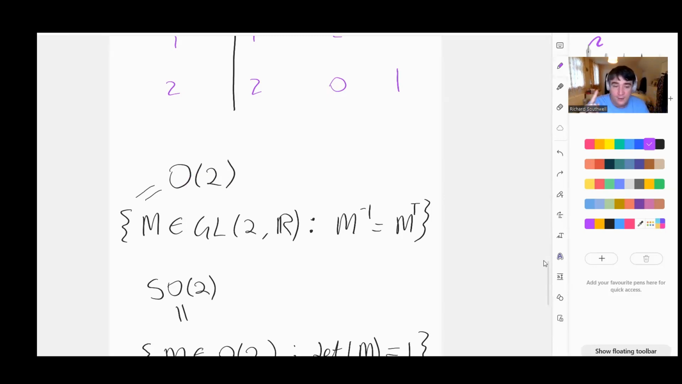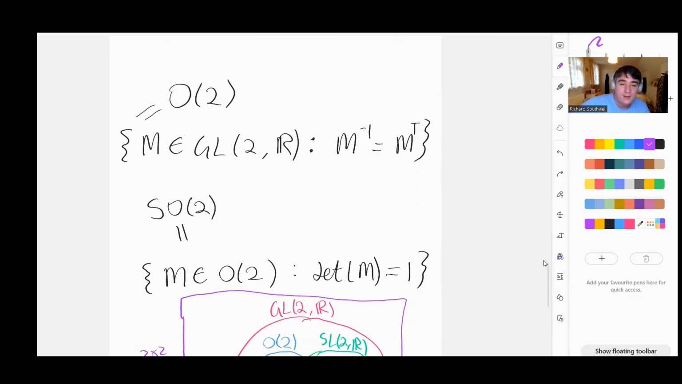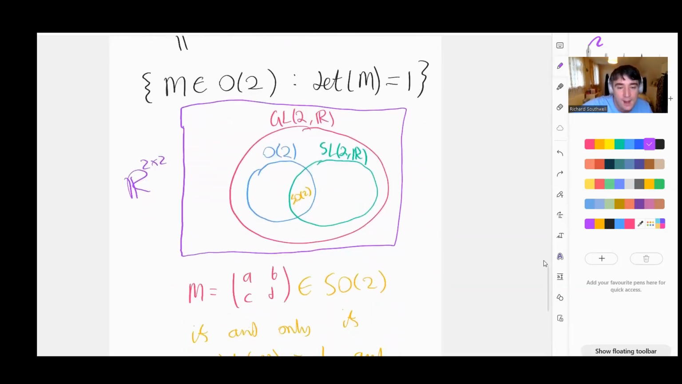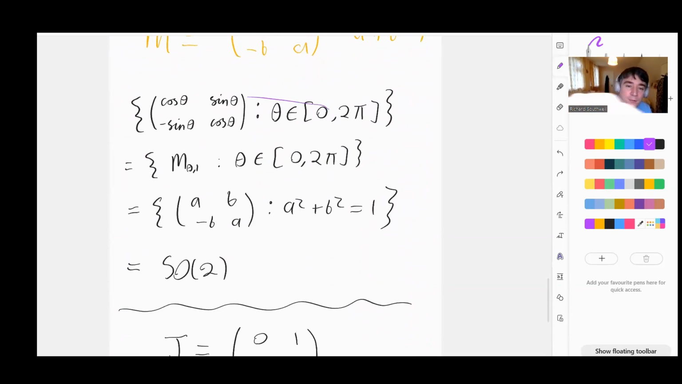And so, okay, what is SO2? Well, that's the special orthogonal group. So basically, SO2 is the sort of intersection of O2 with our special linear group. In other words, SO2 corresponds to the matrices in O2 that have determinant 1. And we've already seen SO2 several times. Basically, it corresponds to all of these matrices that represent points on the unit circle.